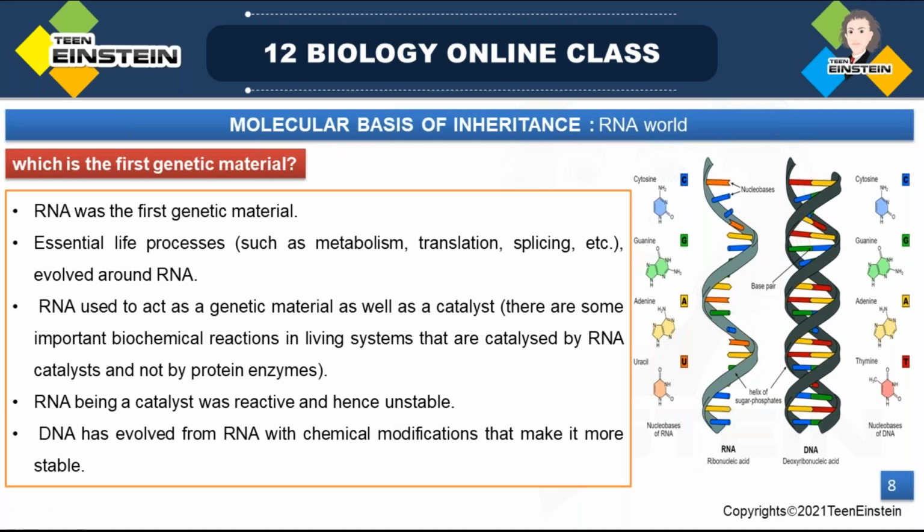In some cases, it is acting as a catalyst. So catalyst means it will participate in that reaction, so it becomes reactive. So that reactive form will become unstable. Definitely, it will become unstable. So DNA has evolved from RNA with chemical modifications. During that evolving process, it has undergone some kind of chemical modifications, and those modifications make this DNA stable. Okay.